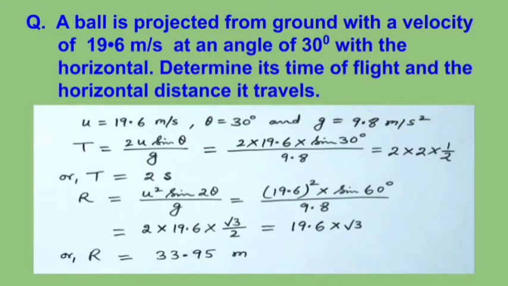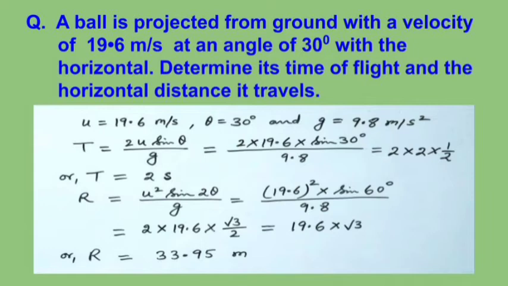First question is, a ball is projected from the ground with a velocity of 19.6 meter per second at an angle of 30 degree with the horizontal. Determine its time of flight and the horizontal distance it travels. Here u = 19.6 meter per second, theta = 30 degree and g = 9.8 meter per second square.